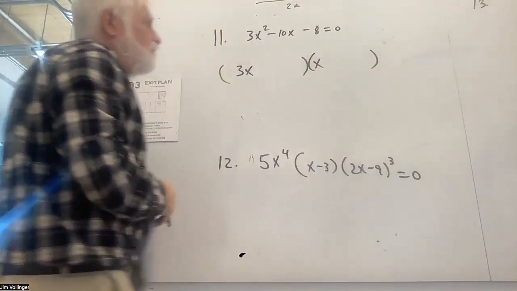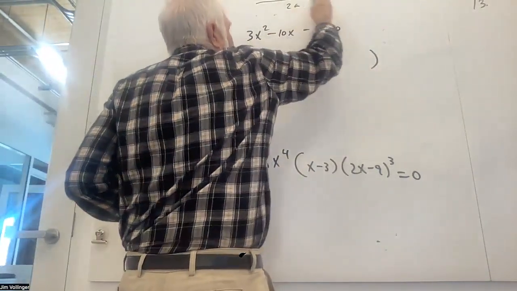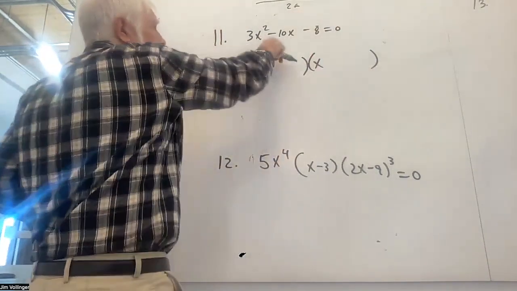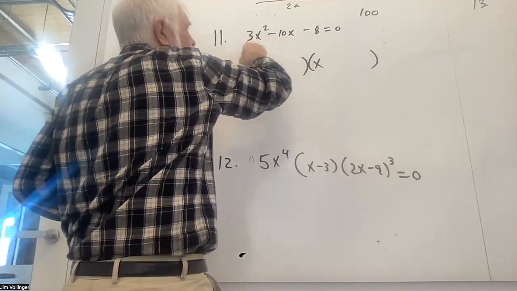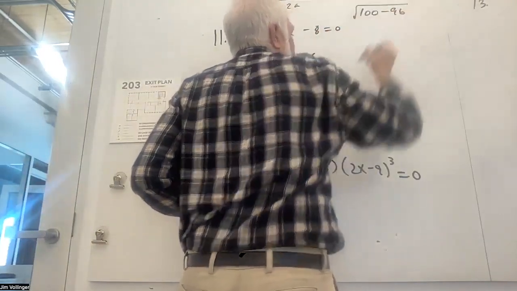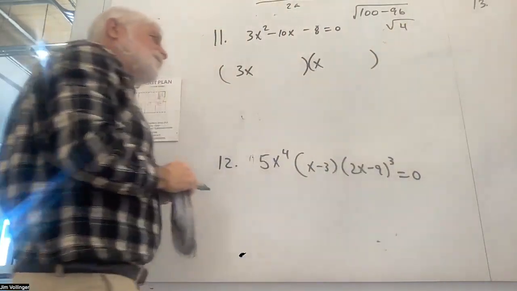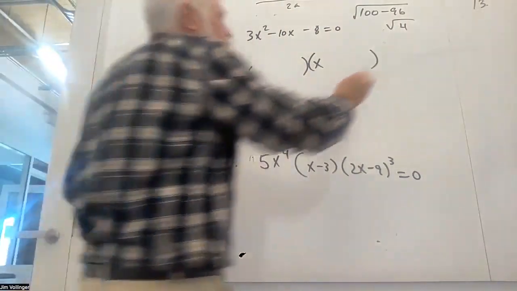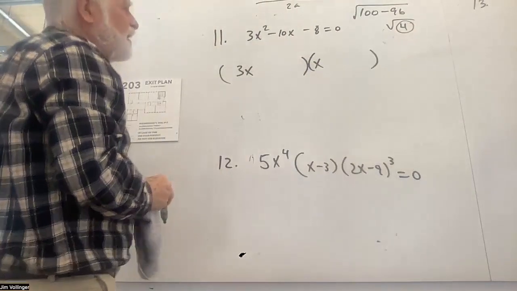Or I probably wouldn't have given it to you, but you can always check factoring by what's called the discriminant, b squared minus 4ac, which in this case is 100. That's this squared. 4 times 3 is 12 times 8 is 96. And that's inside a square root. And the square root of 4 is a very nice user-friendly square root. And so if you have a perfect square inside that square root, it's factorable. So let's go ahead and factor it.